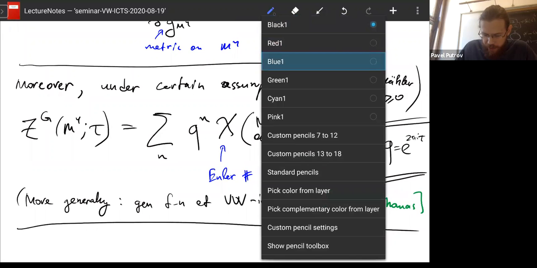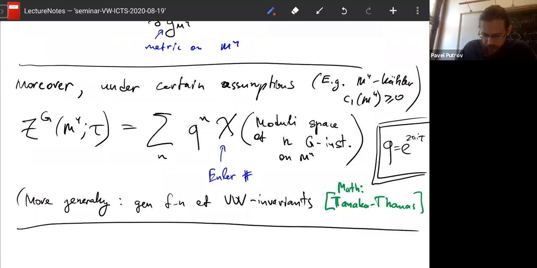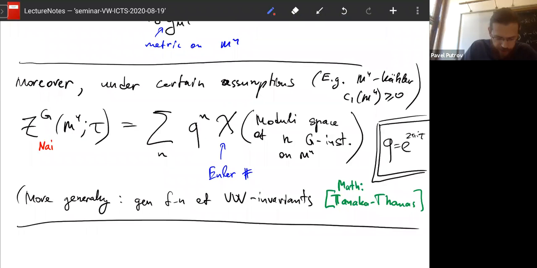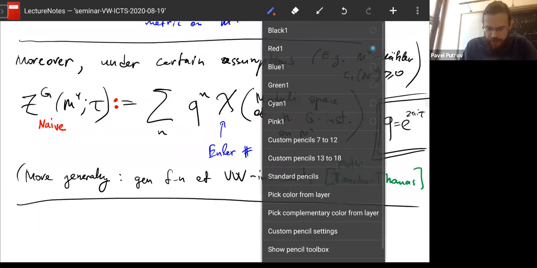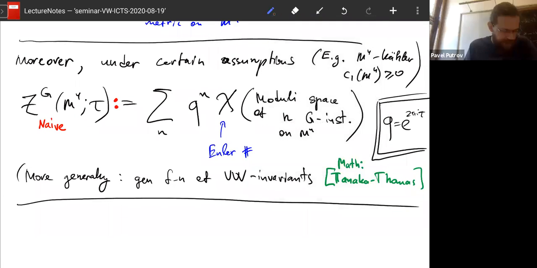Let me see what happens if, instead of defining Z physically by the path integral, we naively just define this Z by this formula, and try to calculate it for the case of CP2. In particular, for CP2, this condition is actually satisfied. And see what happens.